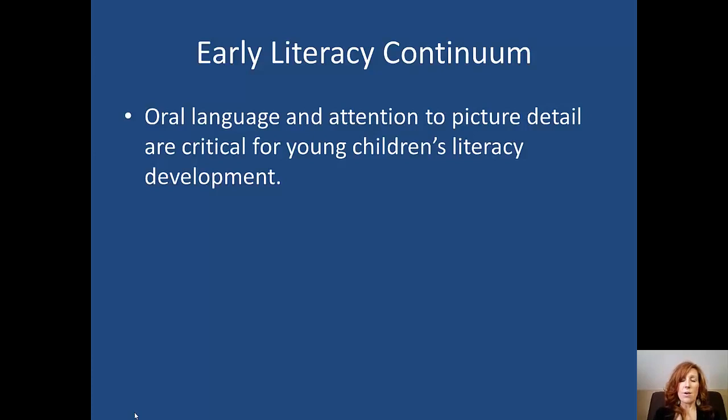Let's take a look now at the work done by David Madison in assessing young writers. He's developed what he's called an early learning continuum. And in this book, we learn how to assess young students in their writing development. He emphasizes that at this stage, pre-kindergarten, kindergarten, maybe some first grade students, we're looking at oral language and attention to picture detail to really help develop young children's literacy. Let's look a little more closely at some of the elements of his continuum.